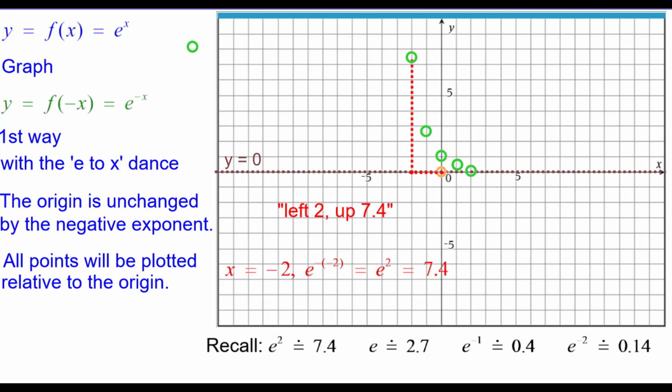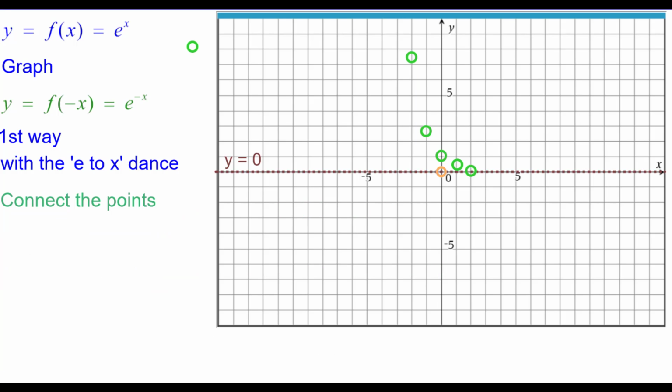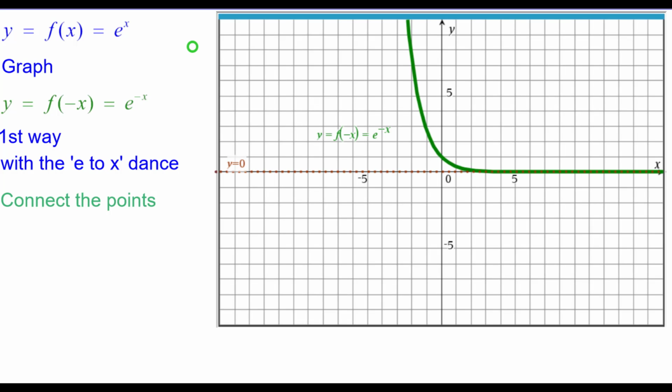And left 2, up 7.4. When x is negative 2, the opposite of negative 2 is positive 2, and e squared is about 7.4. Connect the points, and this is our graph.